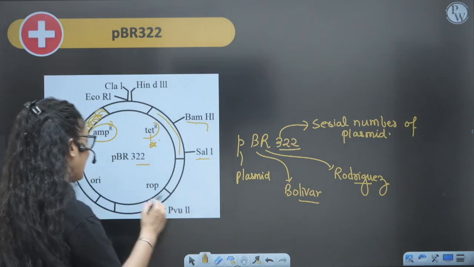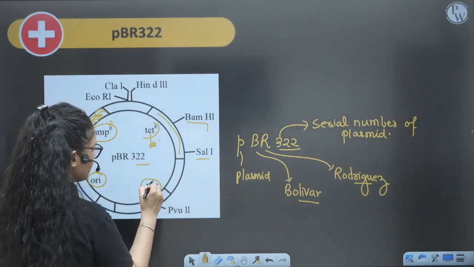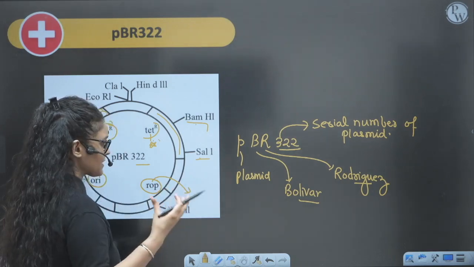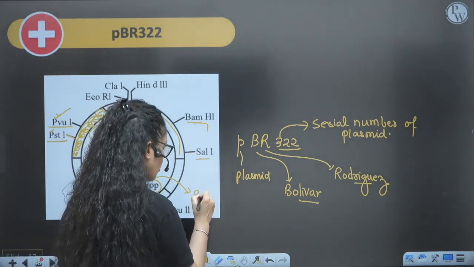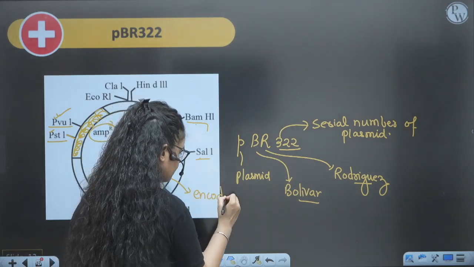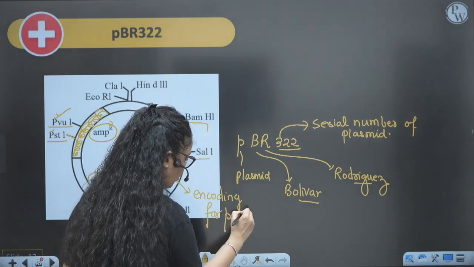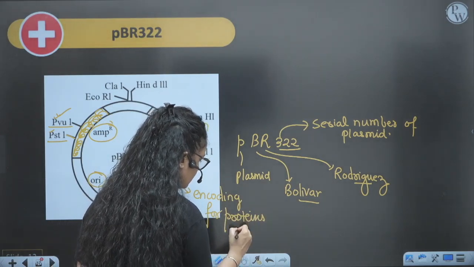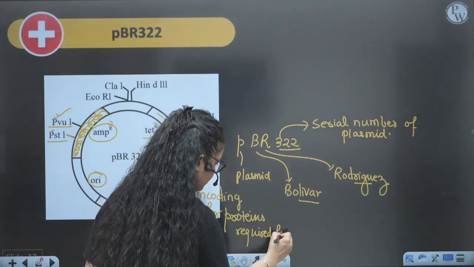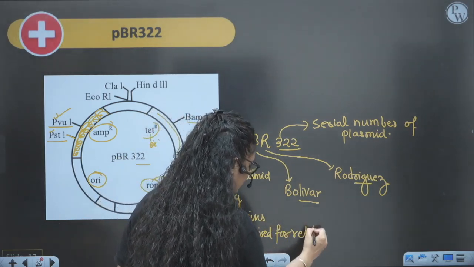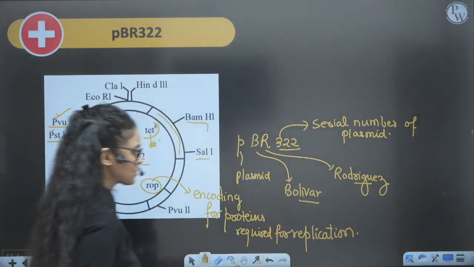And this ORI is the origin of replication. ROP is the gene encoding the protein required for replication, right? So ROP encodes proteins required for replication. Got it? So this is how pBR322 looks. So let's see how we use it.